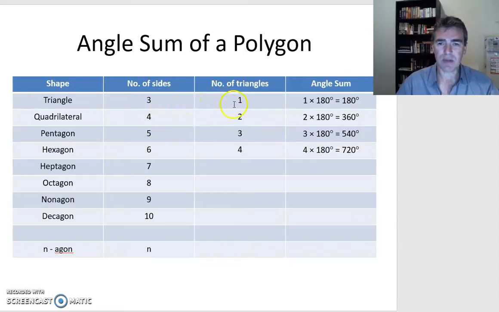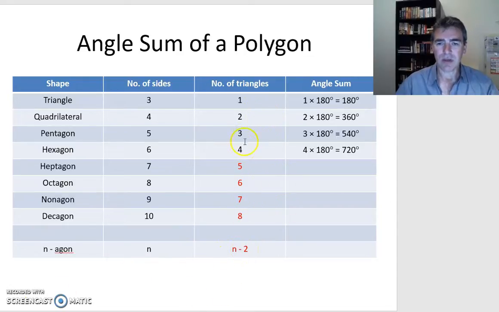3 minus 2 is 1. 4 minus 2 is 2. 5 minus 2 is 3. 6 minus 2 is 4. So I can continue that pattern. 7 minus 2 is 5. 8 minus 2, 6. 9 minus 2, 7. 10 minus 2, 8. So my decagon I can make into 8 triangles. N. What happens when I minus 2 from that? Well, this becomes n minus 2.